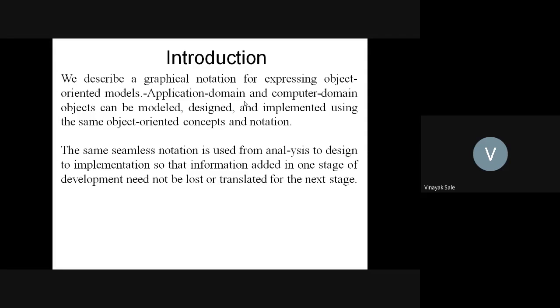We describe a graphical notation for expressing object-oriented models. Application domain and computer domain objects can be modeled, designed, and implemented using the same object-oriented concepts and notations. The same seamless notation is used from analysis to design and implementation, so that information added in one stage of development need not be lost or translated for the next stage.